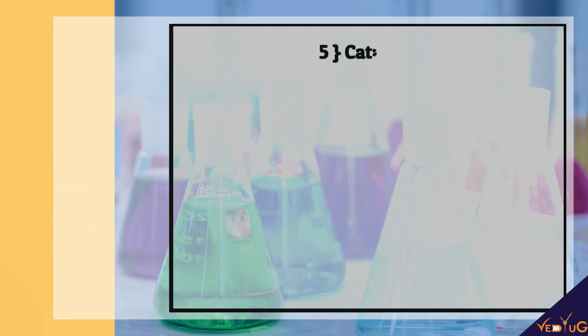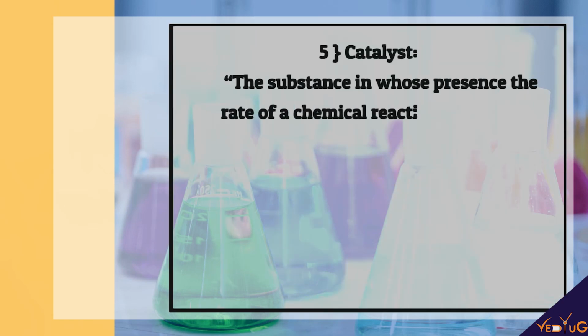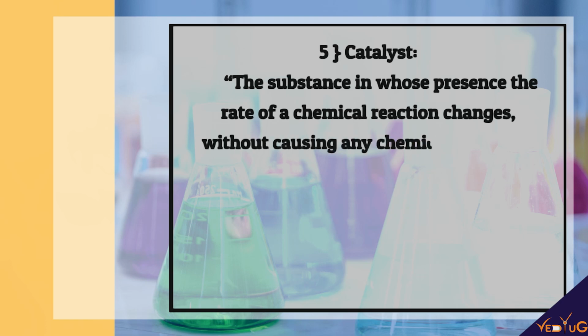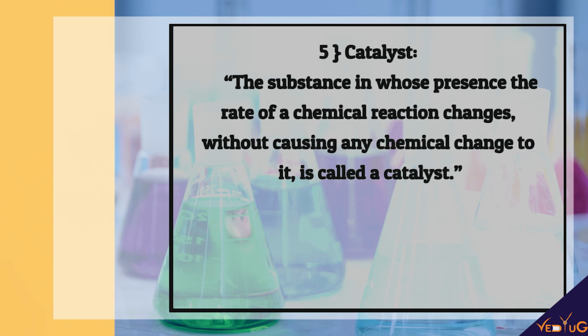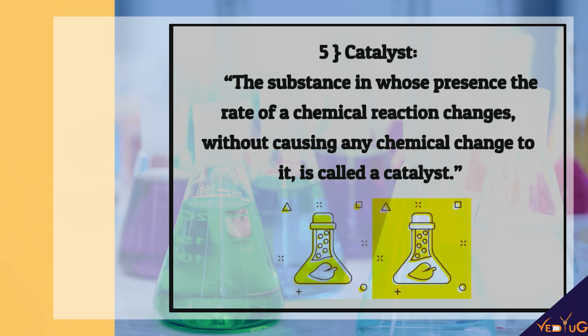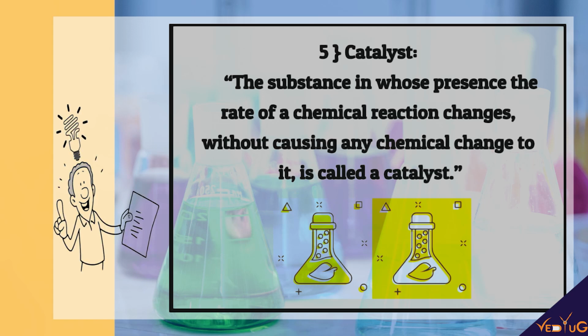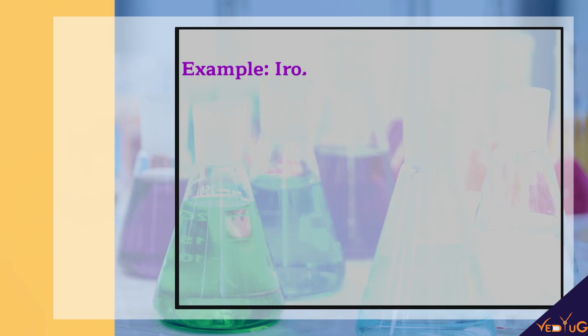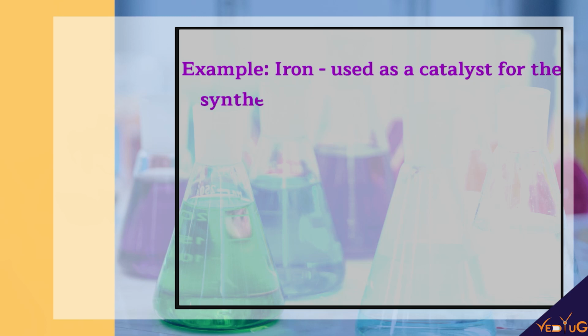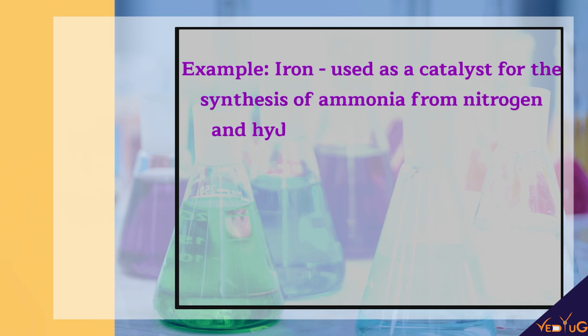Fifth would be catalyst. The substance in whose presence the rate of a chemical reaction changes without causing any chemical change to it is known as catalyst. Catalyst is nothing but a chemical substance which alters the rate of reaction. For example, iron. Iron is used as a catalyst for the synthesis of ammonia from nitrogen and hydrogen through the Haber process.